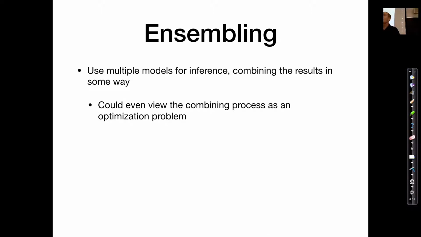Okay. How to combine is certainly a question. You could just take the average. You could take the best of 3. You know, if you're looking at probabilities, just take the highest probability, let's say, or the average. You could even view how to combine different ensembles as an optimization problem.